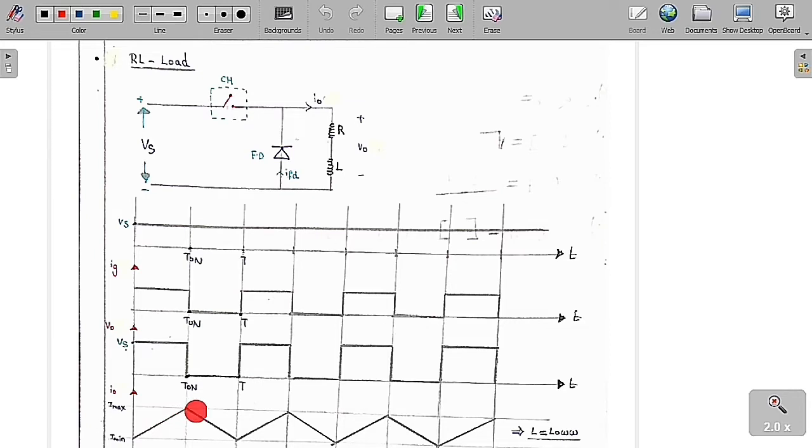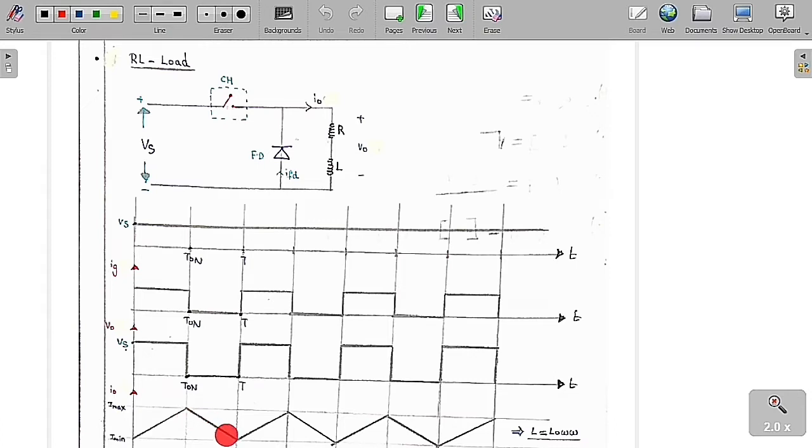Whenever we assume that the inductance of this inductor is very low, only then is it going to behave like this. So from T on to T, the chopper is off, and therefore the inductor is going to discharge its energy through this freewheeling diode. The current is going to decay.